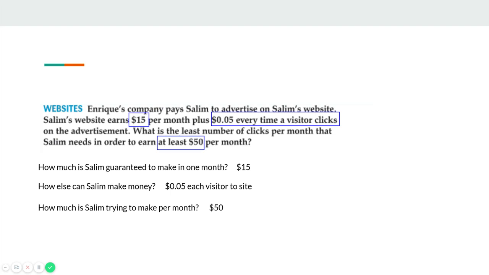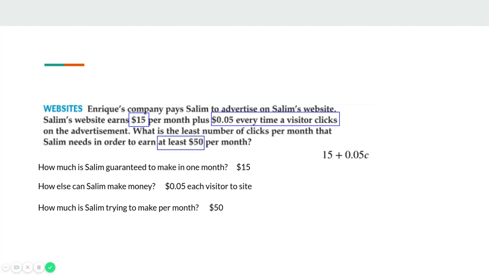So now we need to come up with some type of expression and an inequality to represent this. Let's come up with an expression that represents the possible amount of money that he could make. So we know for a fact, in just 1 month, he will make $15 plus an extra 5 cents every time. So if he's going to make 5 cents every time someone clicks on it, it would be 5 times the amount of clicks. So what we have here is $15 plus 5 cents per click, per meaning multiplication. So this would be an expression that represents the amount of money he could possibly make depending on the number of clicks.